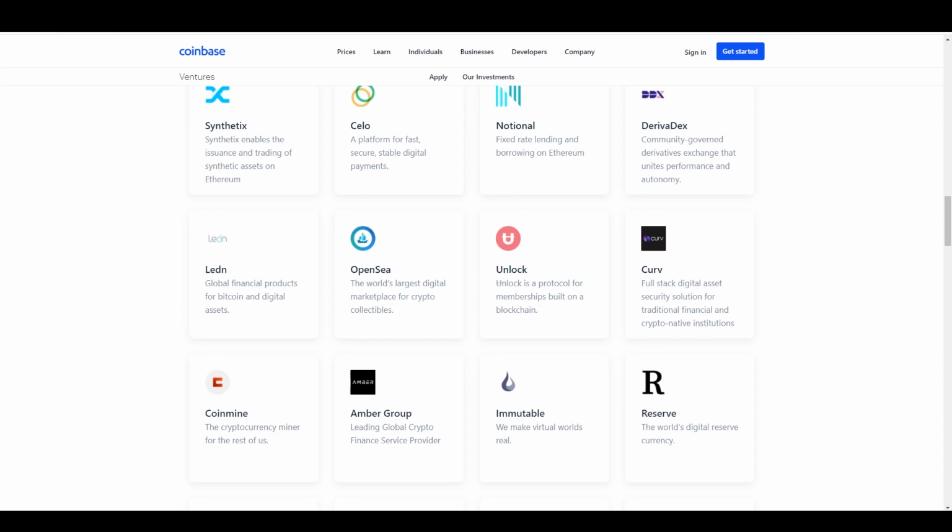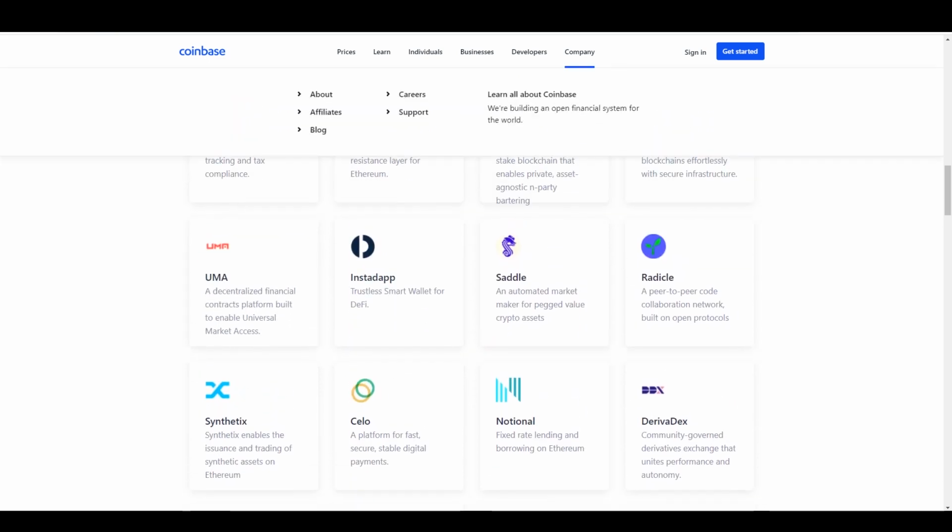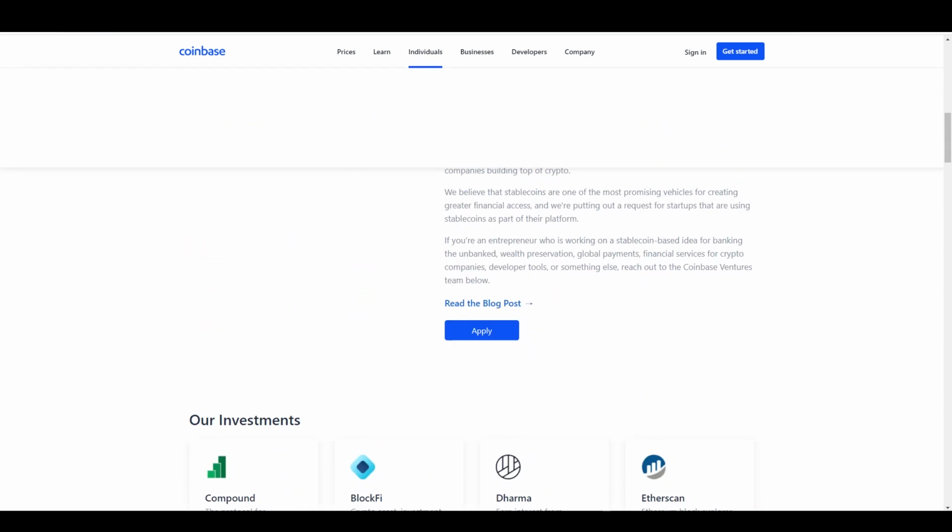Now, what I would like to show you is, since we have a strong backing, and Gary V is actually an early investor of Coinvest Ventures. So you can connect the dots.